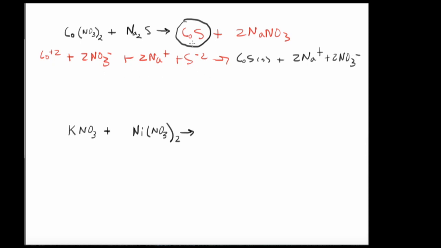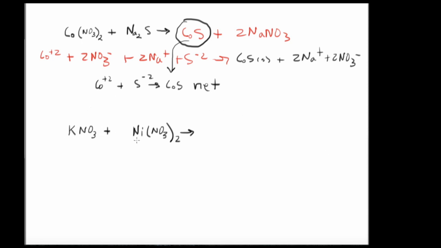And again, the net, you can just literally drop down the solid, put your arrow in, and then the ions will just be the ones that are contained in the solid. So this would be the net for this example. Okay, moving to the next one.